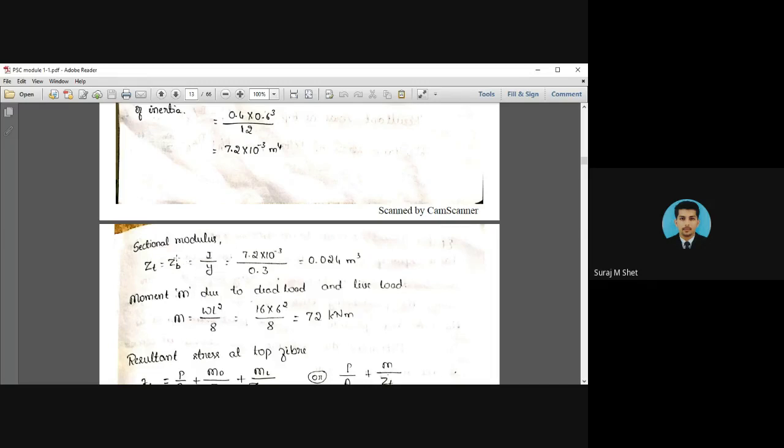So what is the section modulus then? So section modulus Zt is equal to Zb is equal to 0.024 meter raised to 3. This is the section modulus of the given problem.